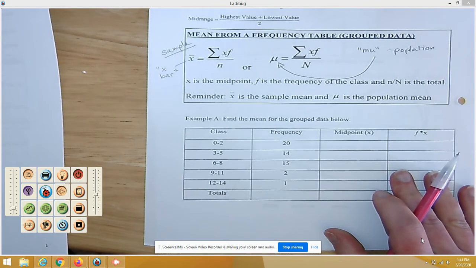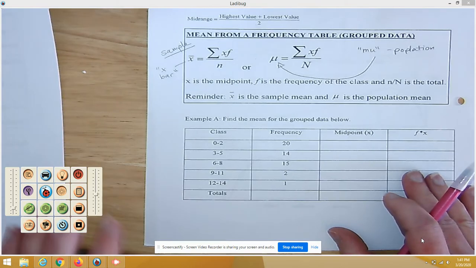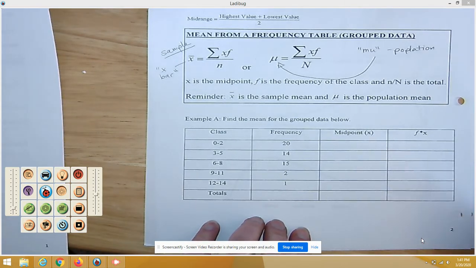All right, so X bar is the sample mean, mu is the population mean, and then for example A is asking us to find the mean for the grouped data below. So this should look really familiar. We've done a lot of these. They're not giving you the class boundaries, they're just giving you the class.